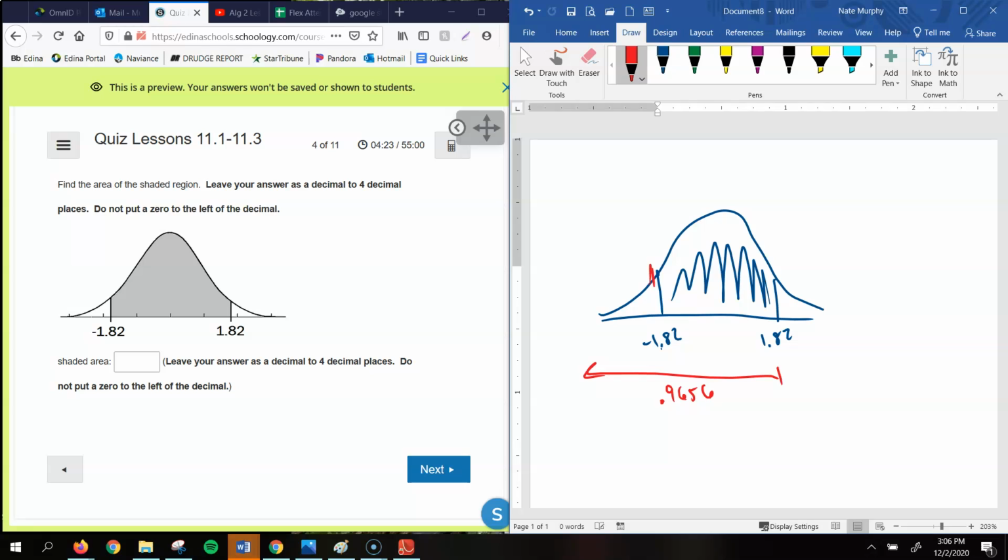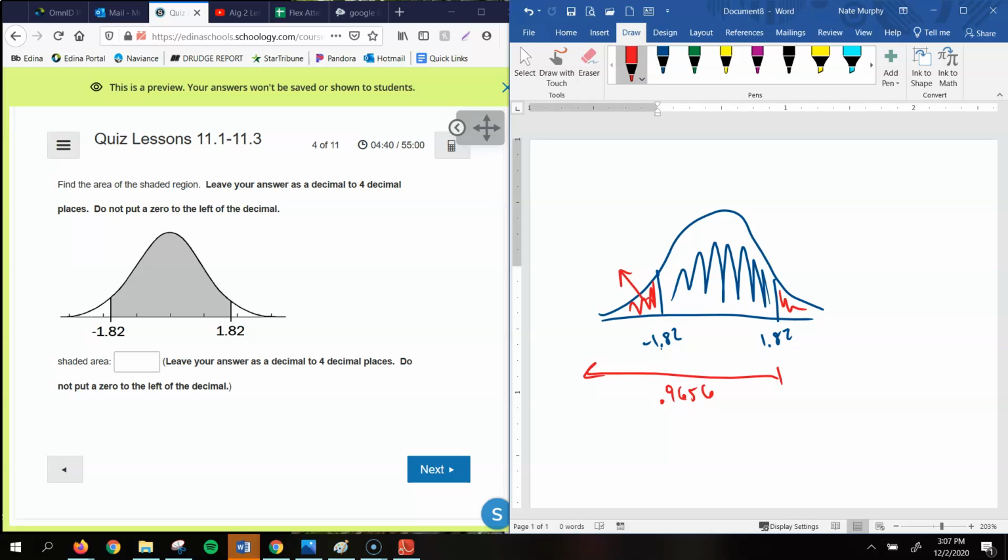But what we want to do is that includes everything. That includes this area here. And we don't want to include that area. So we want to remove that from the 0.9656. So I've got to figure out, well, what would that be? Well, if you notice, this area here and this area are the same.